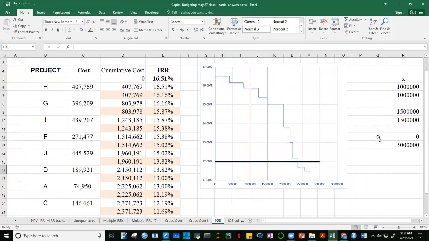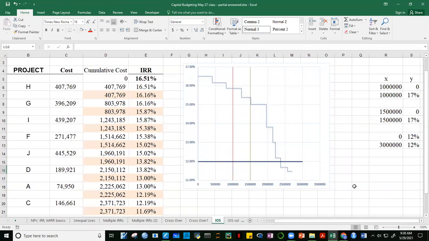So that's assuming that your weighted average cost of capital is 12%. Of course, you can plot another one here depending on what you want. So that's how we do the investment opportunity schedule. Any questions? If none, guys, we'll go to the next one.